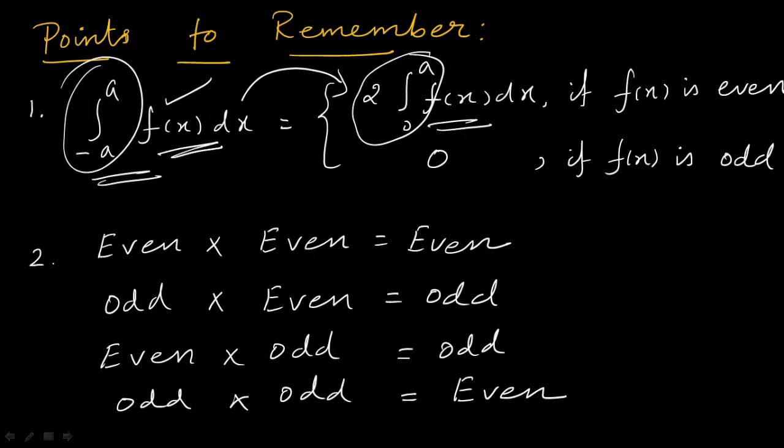Suppose the function f of x is an odd function; directly you can write the value of the integral as 0. The second important point you should remember is that the product of an even and an even function gives you an even function. An odd and an even function product gives you an odd function. An even and an odd function product gives you an odd function, and an odd and an odd function product gives you an even function.